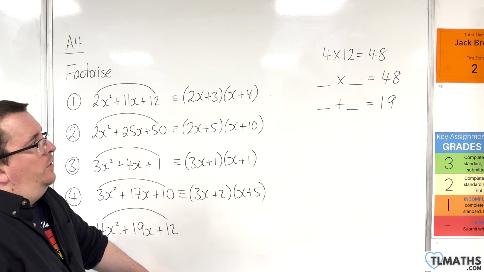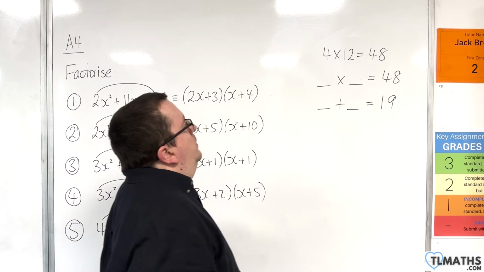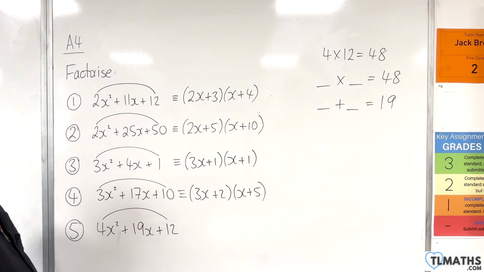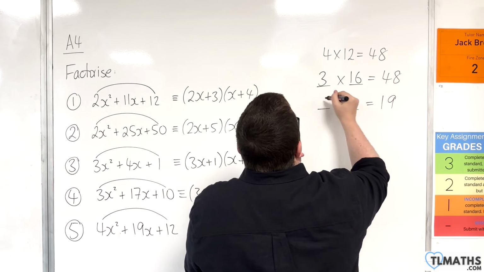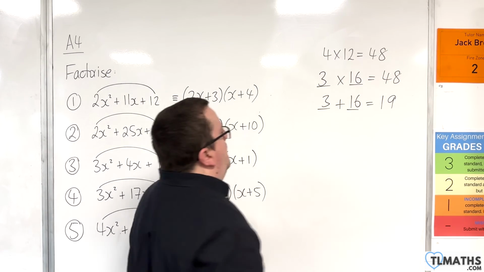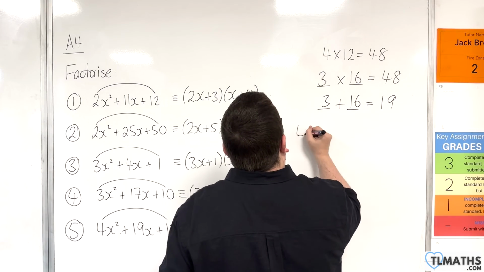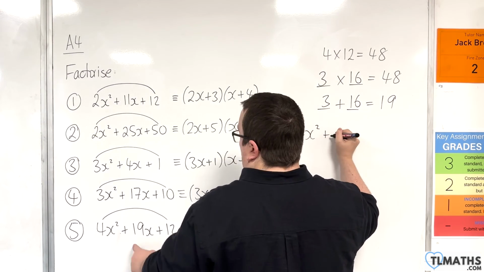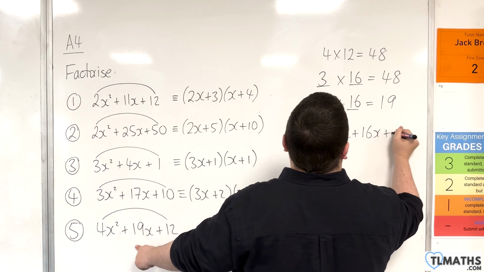What else have we got? 16 and 3. So that works. So 3 and 16. Right, okay. So then 4x squared, split the 19x up into 3x and 16x.